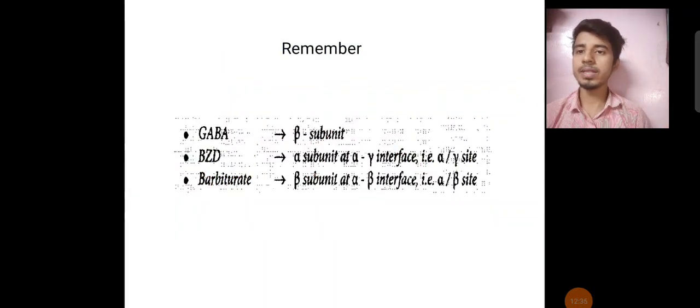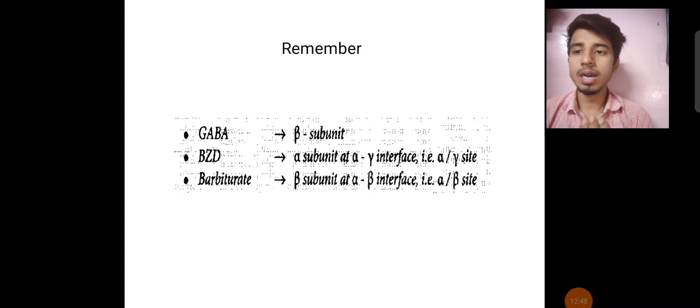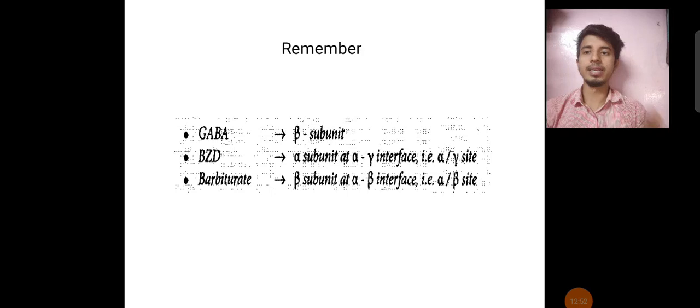So we need to remember a few things: the GABA receptor is pentameric with a central chloride channel, 2 alpha, 2 beta, 1 gamma subunits. Barbiturates act on the alpha and beta sites. Benzodiazepines act on the alpha and gamma sites.